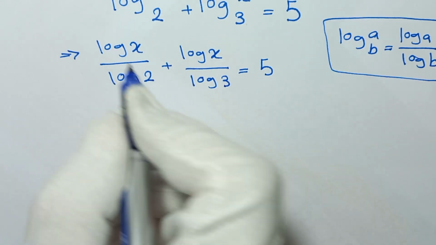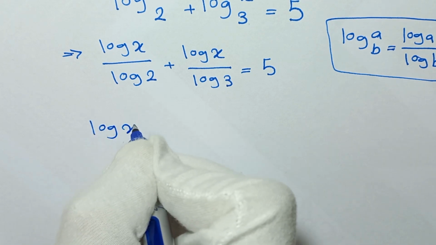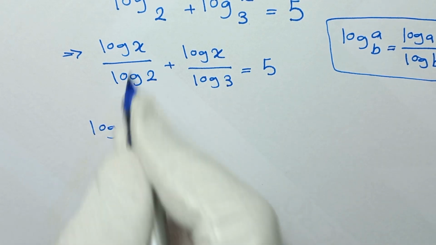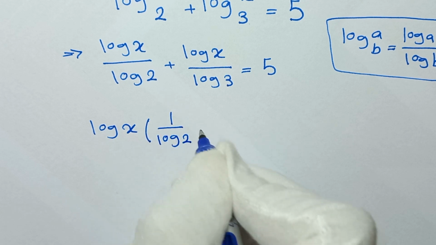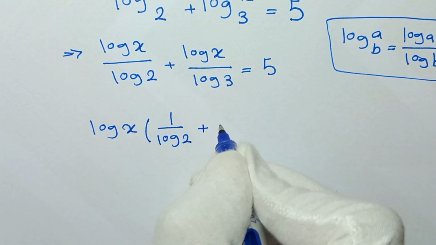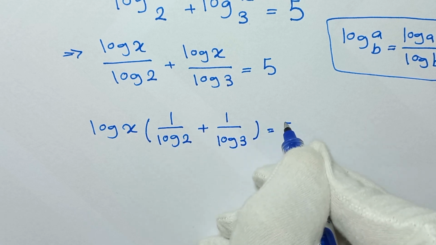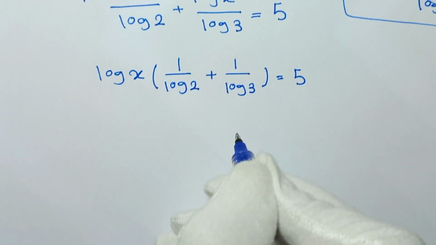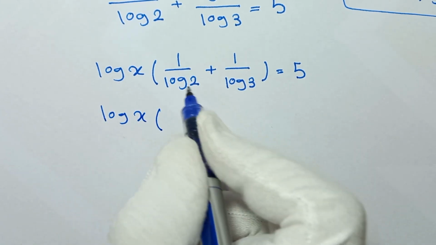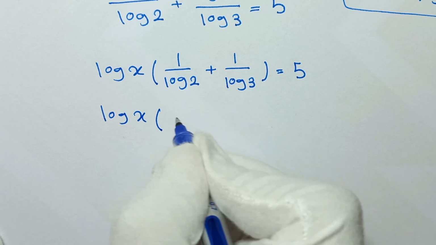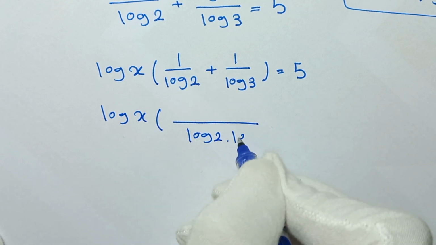Here, log of x is common, so we factor out log x. This divided by log x will be 1 over log 2, and this divided by log x will be 1 over log 3, is equal to 5. In the next step, we have log x times, and from these two fractions we take a common denominator, so it will be log 2 times log 3.